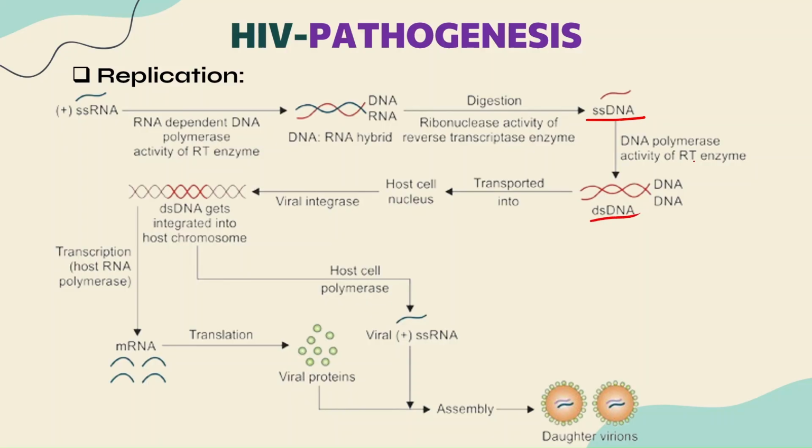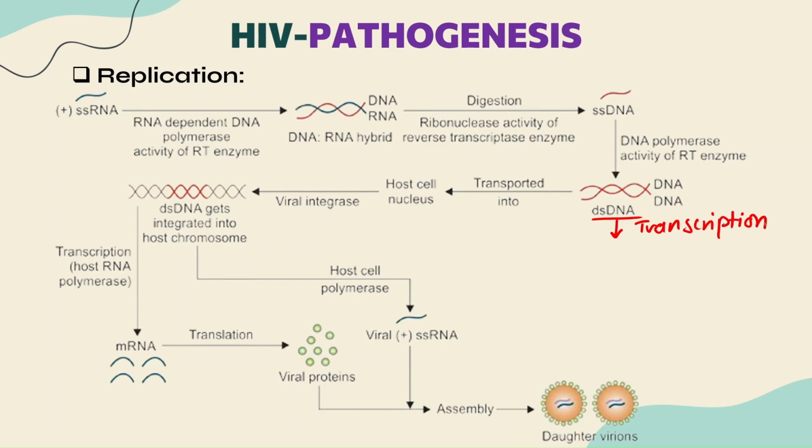Again, this whole process is mediated by the reverse transcriptase enzyme, but now DNA is being made from DNA, so it is called a DNA dependent DNA polymerase activity of the reverse transcriptase enzyme. Finally you get a double stranded DNA. Okay, now please wait over here. Once this double stranded DNA is formed, it will undergo transcription to produce some viral components.